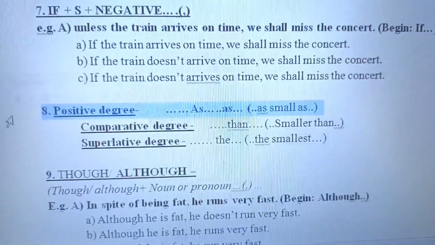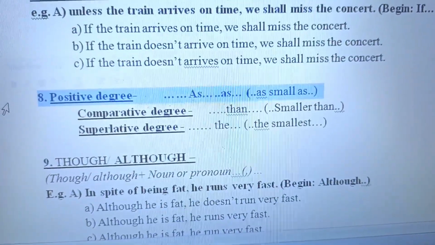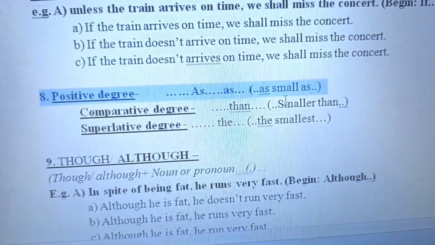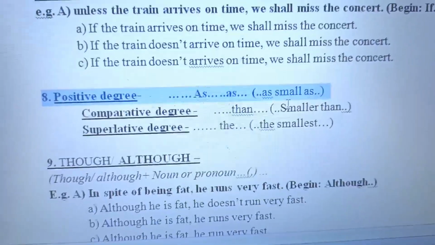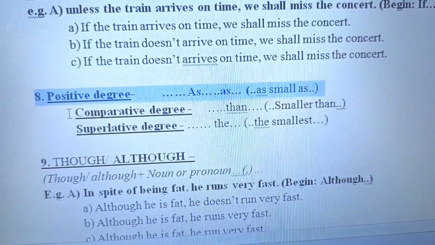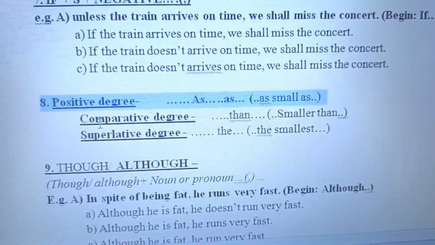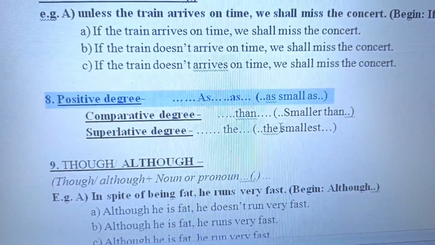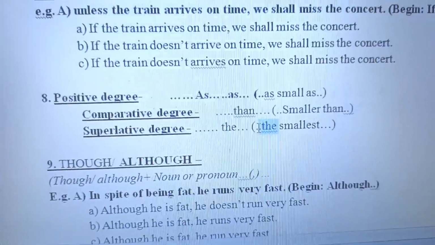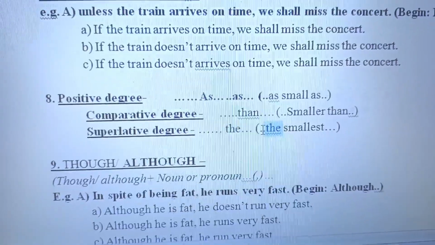Now let's see, if any question comes with regard to the degree of comparison, then if it is the positive degree, the indication is as. Example, as small as, positive degree. So that way you can make out. Second, comparative degree. Here in the comparative degree you have to find than, and the comparison will be between two things. If the superlative degree is there, then it will be preceded by the article the, for example, the smallest. So this way you can find the correct MCQ answers.